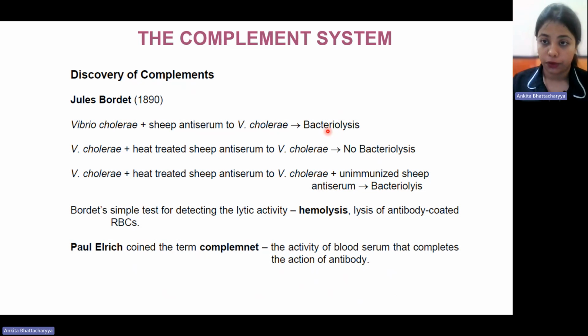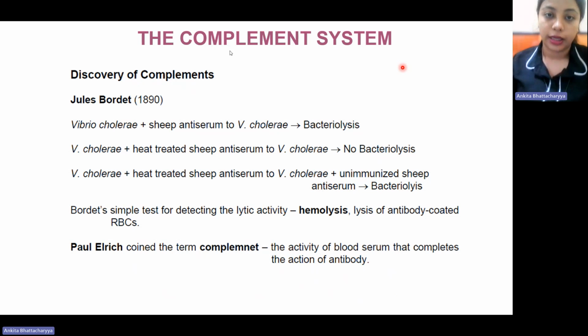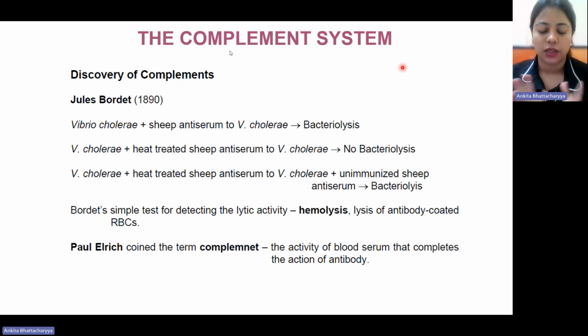If you remember, the humoral form of immunity was actually dependent on the antibodies that we were talking about. So apart from the antibodies, there is something else in the serum which is helping in the elimination of these bacterial pathogens. That is what they were trying to understand. Bordet's simple test for detecting the lytic activity was by hemolysis, which is the lysis of antibody-coated RBCs. Now, what exactly this mystery system was, that term was coined by Paul Ehrlich, who described it as complement, which is the activity of the blood serum that completes the action of the antibody. So the antibody or humoral system which is in place for the immune response to be elicited is getting complemented by the help of this system.